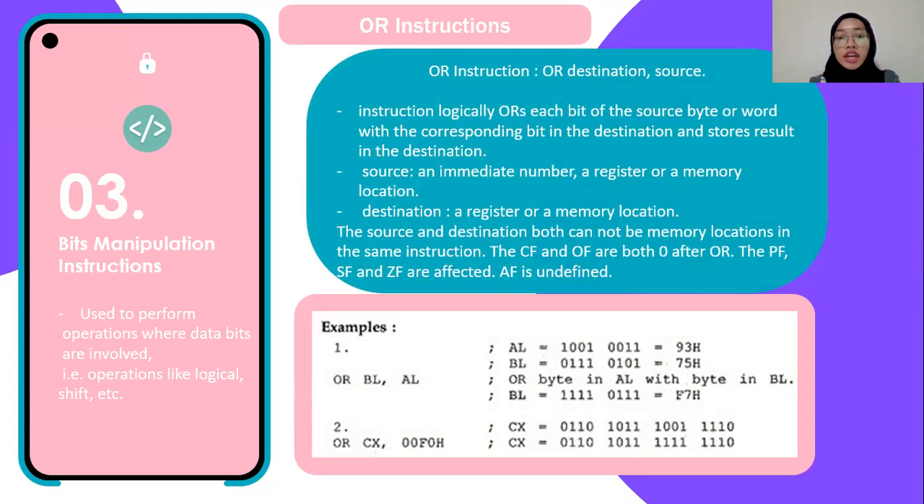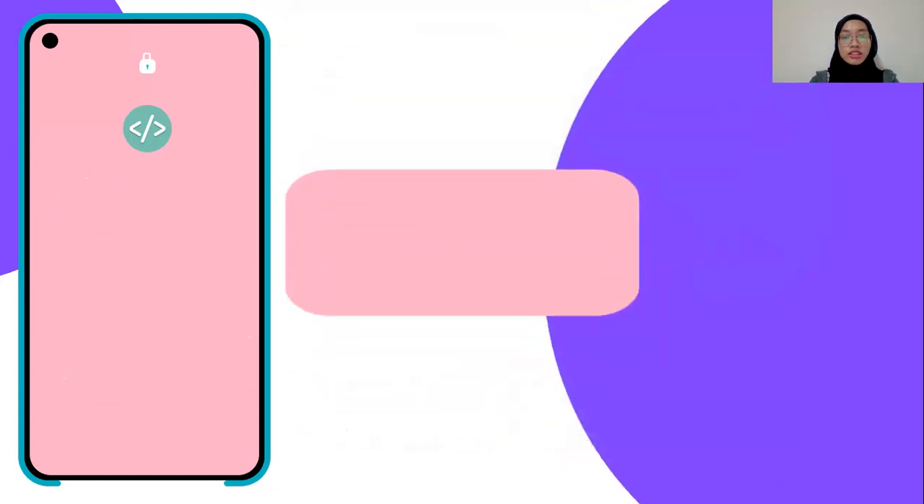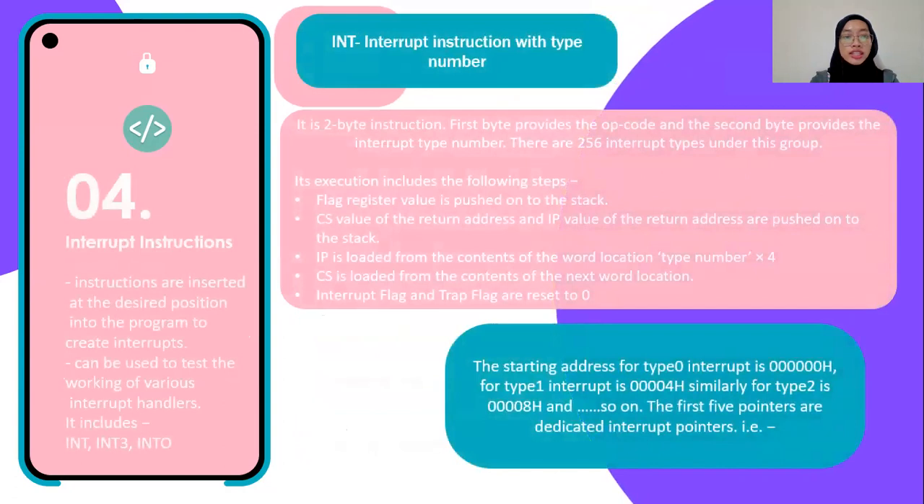The CF and OF are both 0 after OR, and the PF, SF, and ZF are affected. Therefore, AF will be undefined, and the instruction and example are as follows. So let's move on to the next instruction, which is the interrupt instruction.